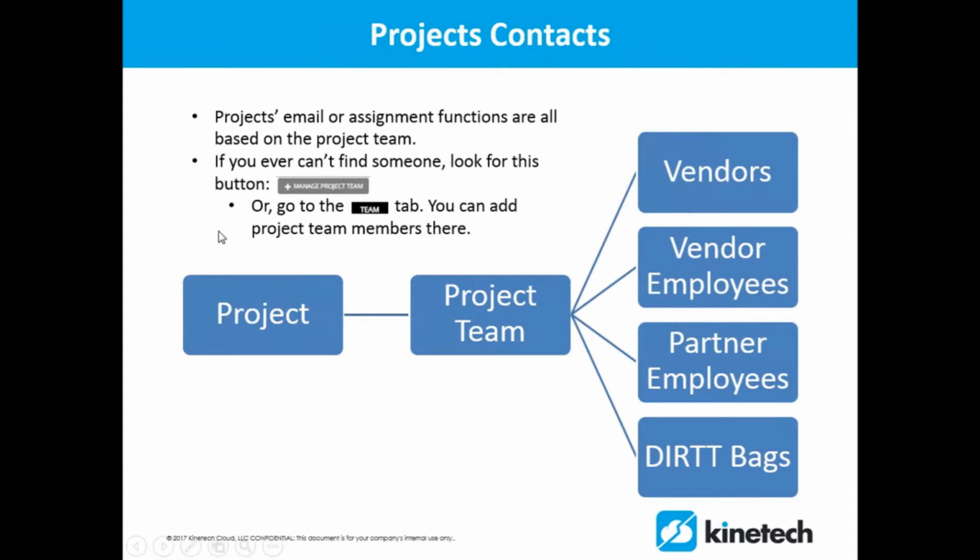The reason for that is because the project team is going to be the list of people who you can assign various different things within that particular project in Kinetic. So if you're building a task or you're creating a deficiency, or if you're really creating anything within a project, when you go to assign someone to that item, it's going to be a list limited to that project team.